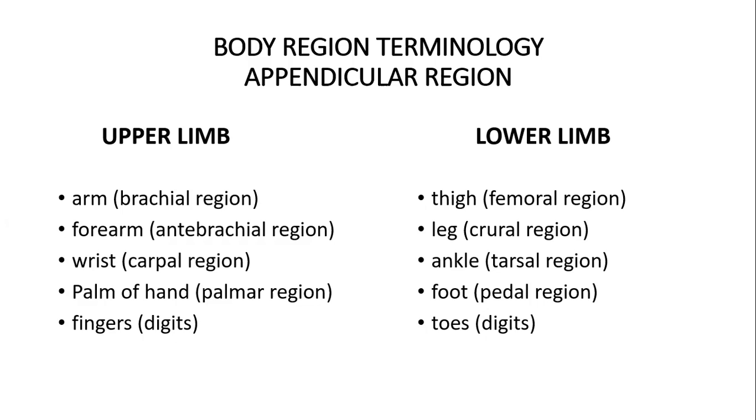Remember, the tarsal bone articulates with the medial and lateral malleolus. The foot is the pedal region. Best way to know that is stepping on the gas, putting the pedal to the metal. I'm putting my foot down on it. Foot is the pedal region. And just like the fingers, the toes are also known as the digits. So you need to know the medical term for each of the regions of the arms and the legs.